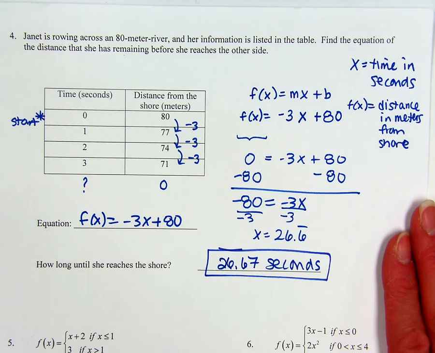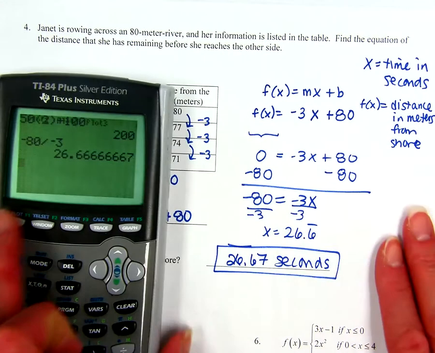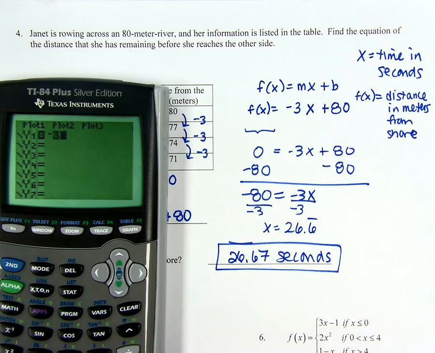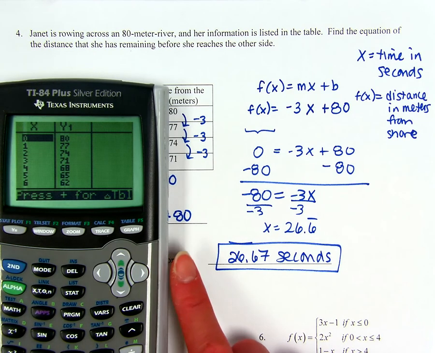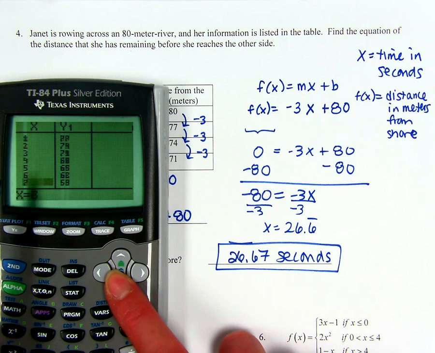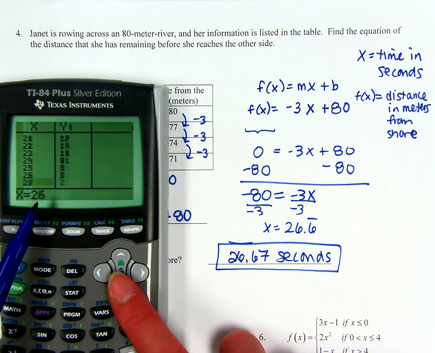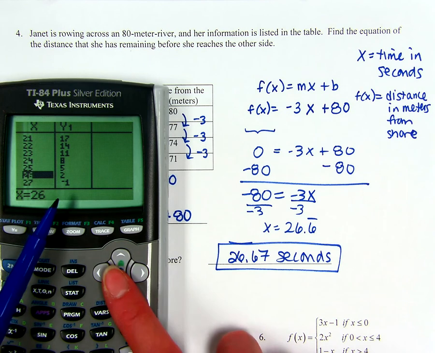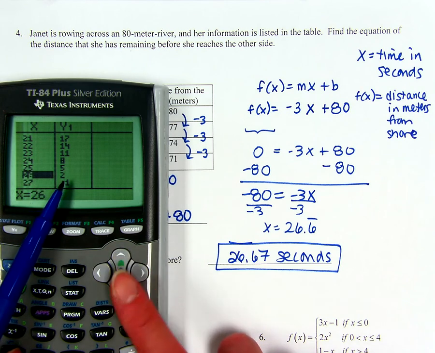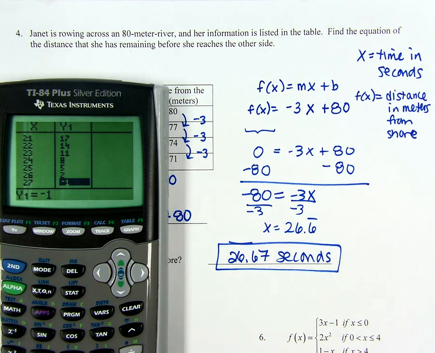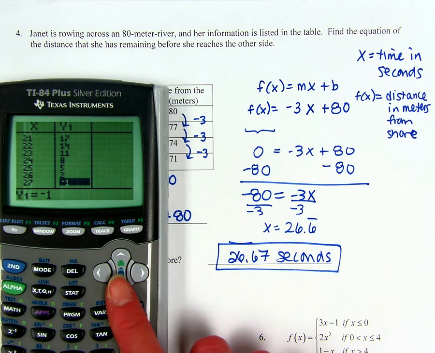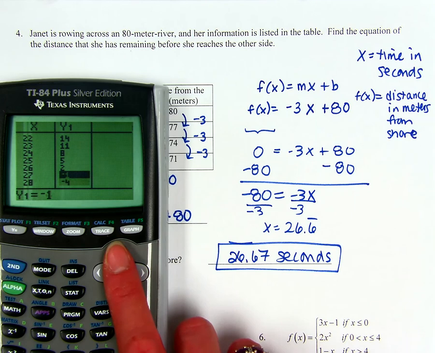If you want to use your calculator, you can graph this one, or at least get the table of values for it. Negative 3x plus 80. And if I go to my table, I could look at what happens at 26 seconds. Now, this isn't going to give you anything very accurate, because I know at 26 seconds she's still 2 meters away. At 27 seconds she's in the negative, which means she's already reached the shore, and she's walking inland, I guess. Okay, so somewhere between 26 and 27.